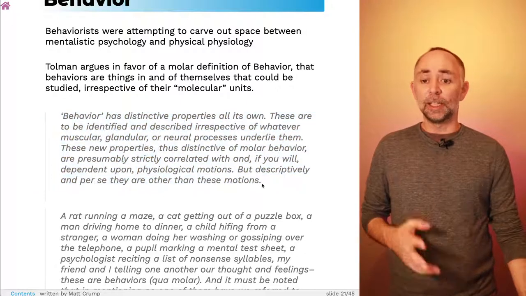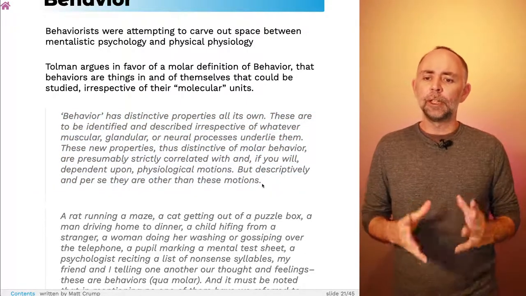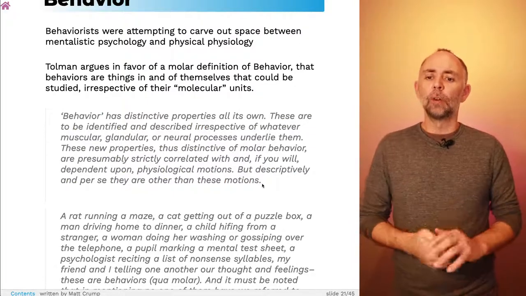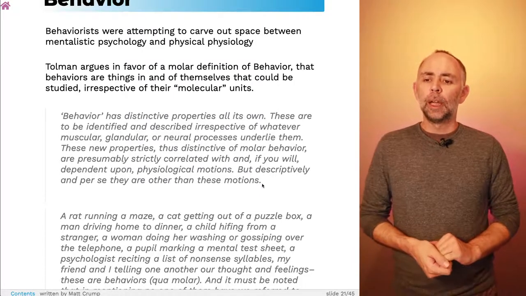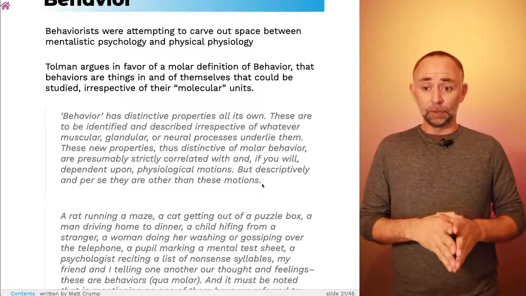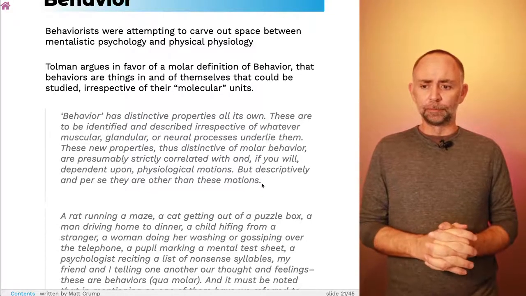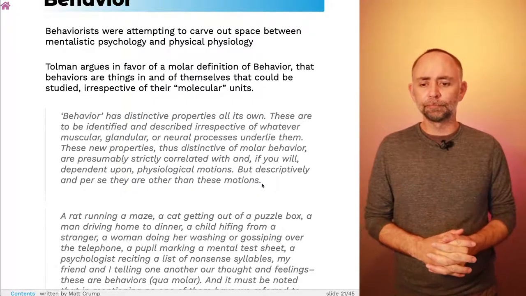Behavior has distinctive properties all its own. These are to be identified and described irrespective of whatever muscular, glandular, or neural processes underlie them. And these new properties, distinctive of molar behavior, are presumably strictly correlated with, and if you will, dependent upon physiological motions, but descriptively, they are other than these motions.